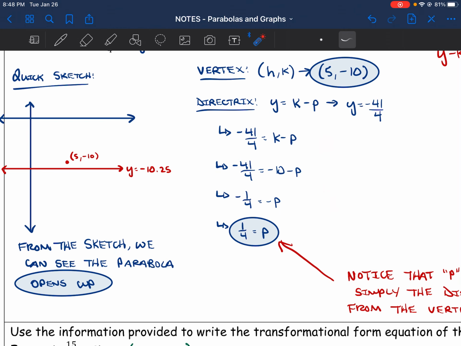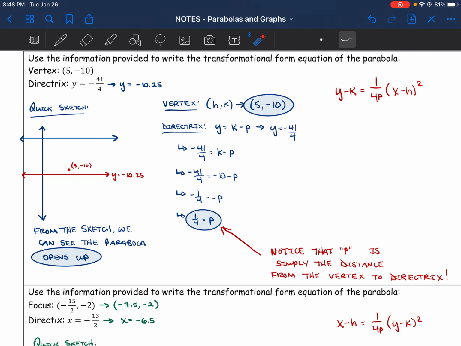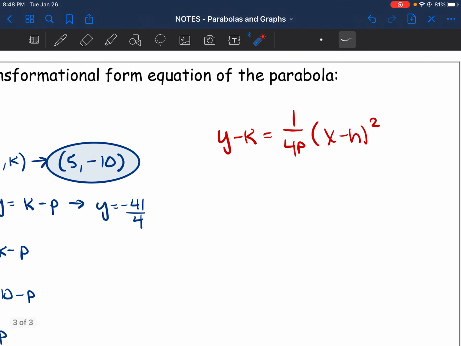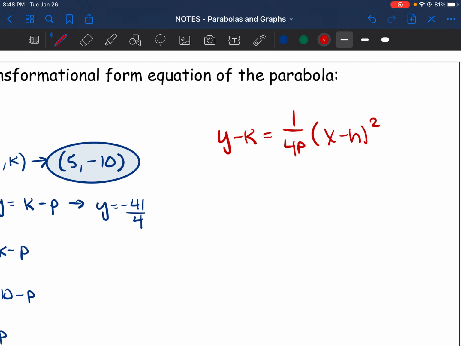But this is kind of the mathematics behind it that backs that up, okay? So p equals 1/4, we know the vertex is (5, -10), we know it's a parabola opening up. That gives us everything we need. We can go and write the equation. So the equation for a vertical parabola is right here. Let's go ahead and plug in the pieces and simplify.